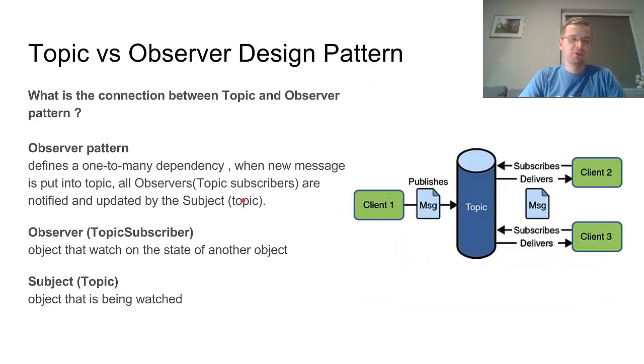So next question: what is the connection between topic and observer pattern? The observer pattern defines that when a new message is put into the topic, all the observers, the topic subscribers, are notified by the subject, and the message is delivered to them. The observer, the topic subscriber, watches the state of the topic all the time, and the topic is the object that is being watched.